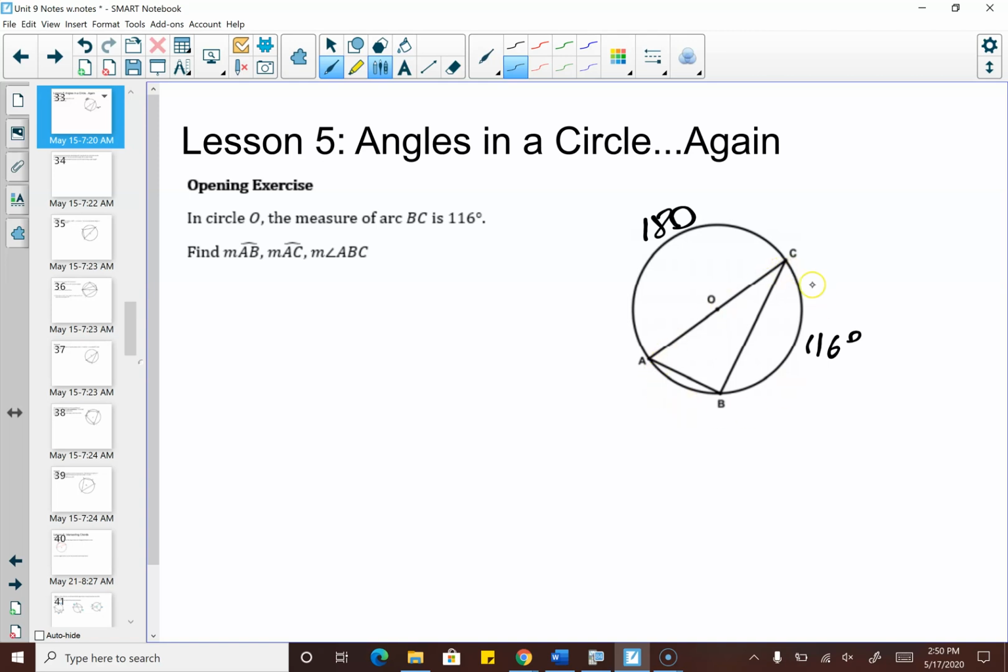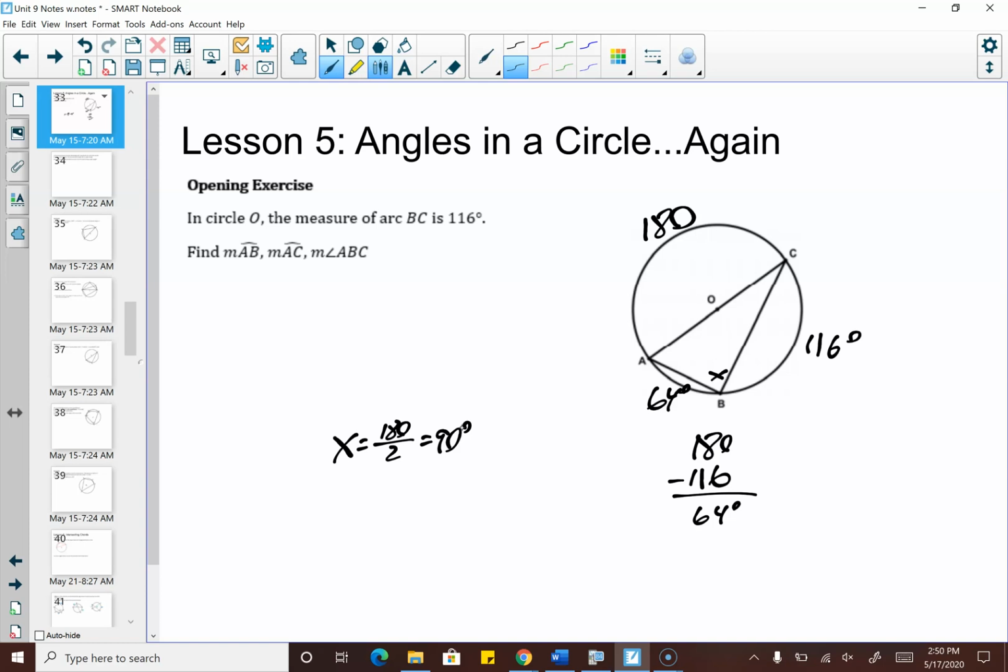And then here that makes another 180 down below, so 180 minus the 116 is going to give us 64 degrees. So we found our two arcs now. AC is 180, AB is 64. And now if we want to find the measure of angle ABC, well, it's an inscribed angle. It's inscribed to that semicircle, so we're going to take the 180, cut it in half, and we get a 90-degree angle.